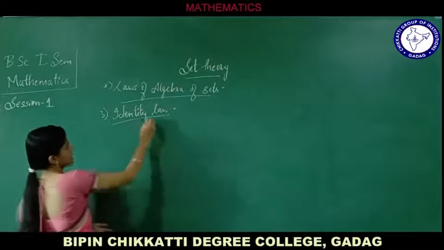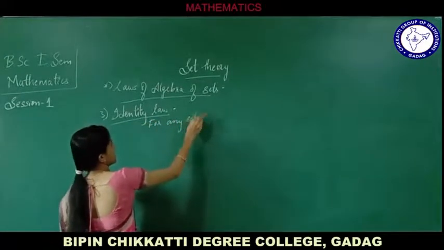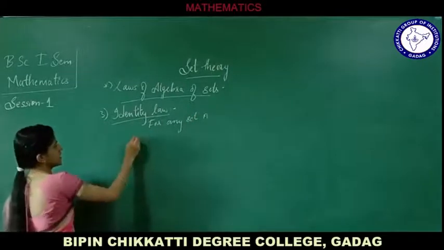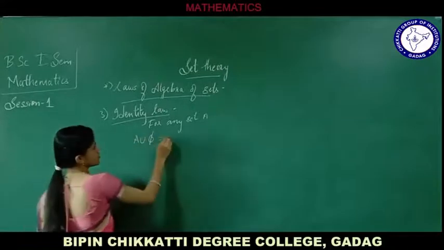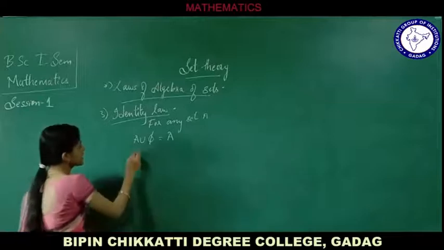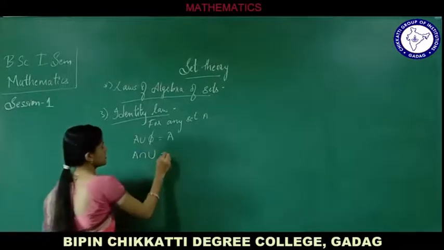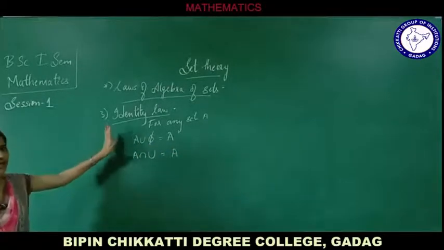Means for any set A, the union of the identity law, that is A union empty set is going to be the set A again. Similarly, A intersection U, that is universal set, will be equal to A. This is called the identity law.